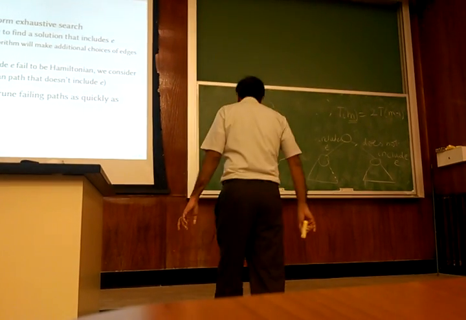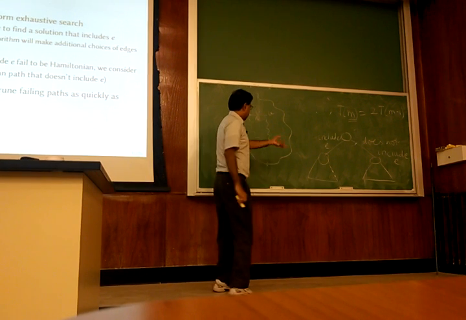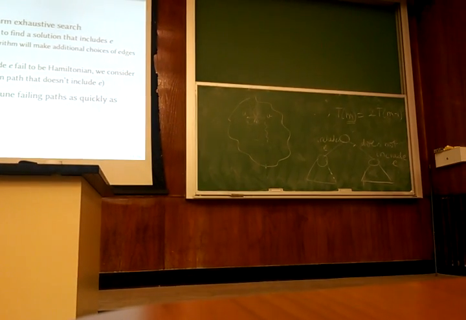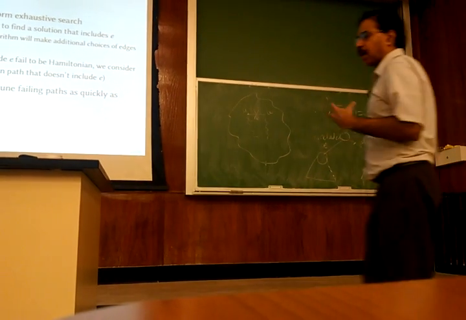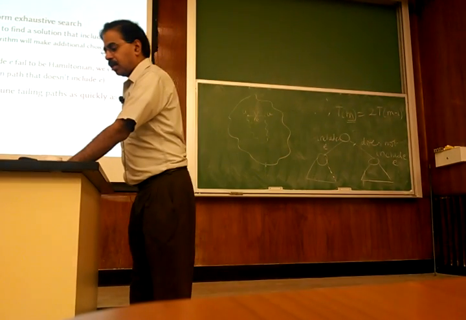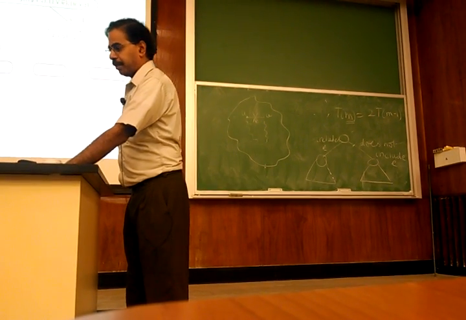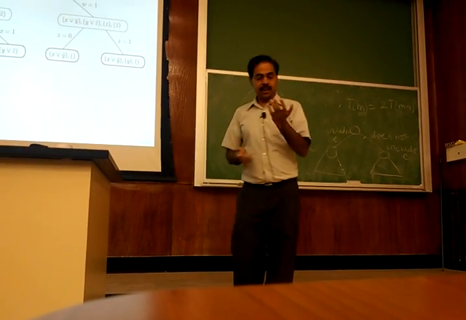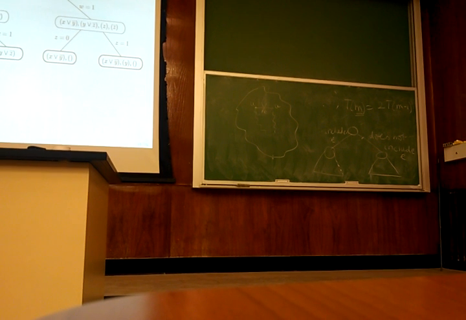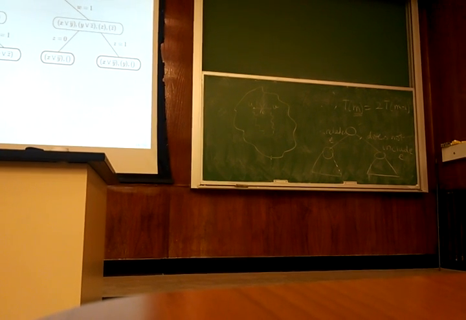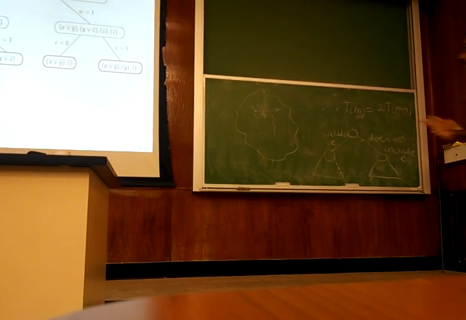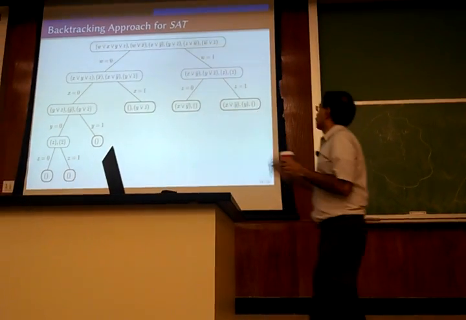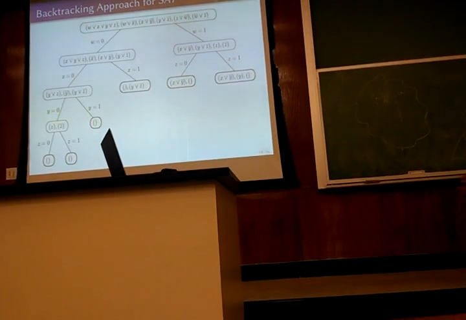Okay, so just backtracking, hopefully, in most cases, can ensure that you're not looking at the same sub-problem again and again, but you would like to do even better, okay? And we'll talk about that a little bit later, but meanwhile, let's see how a backtracking approach works for a problem like SAT, okay? So it gives you a flavor of what this search tree looks like for a concrete problem.